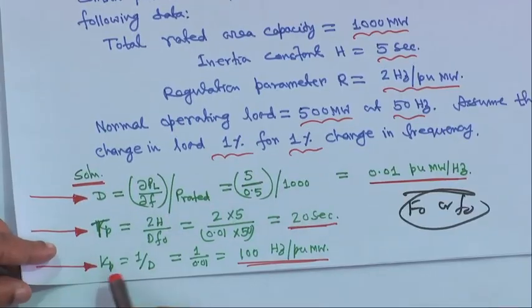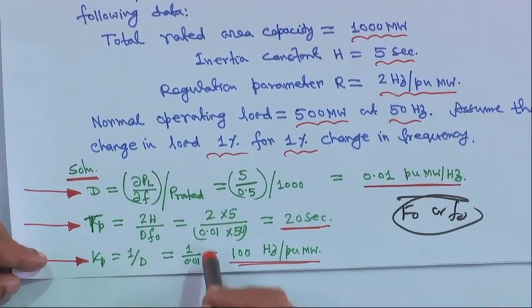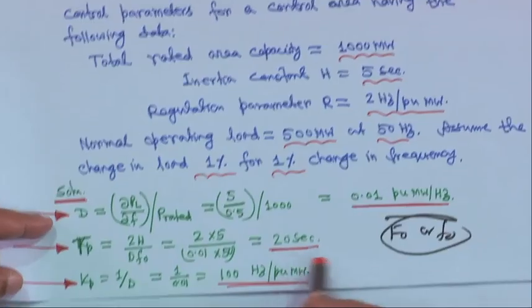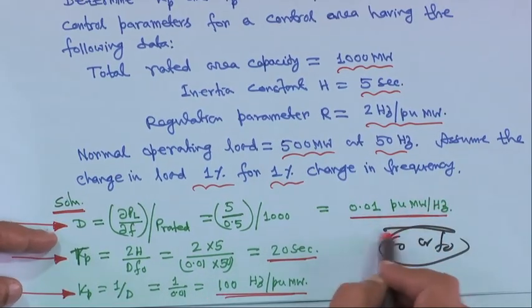And Kp is equal to 1 upon D. So 1 upon 0.01, it will be 100 hertz per unit megawatt, because it is the reciprocal of this, so the dimension will be reversed, right?